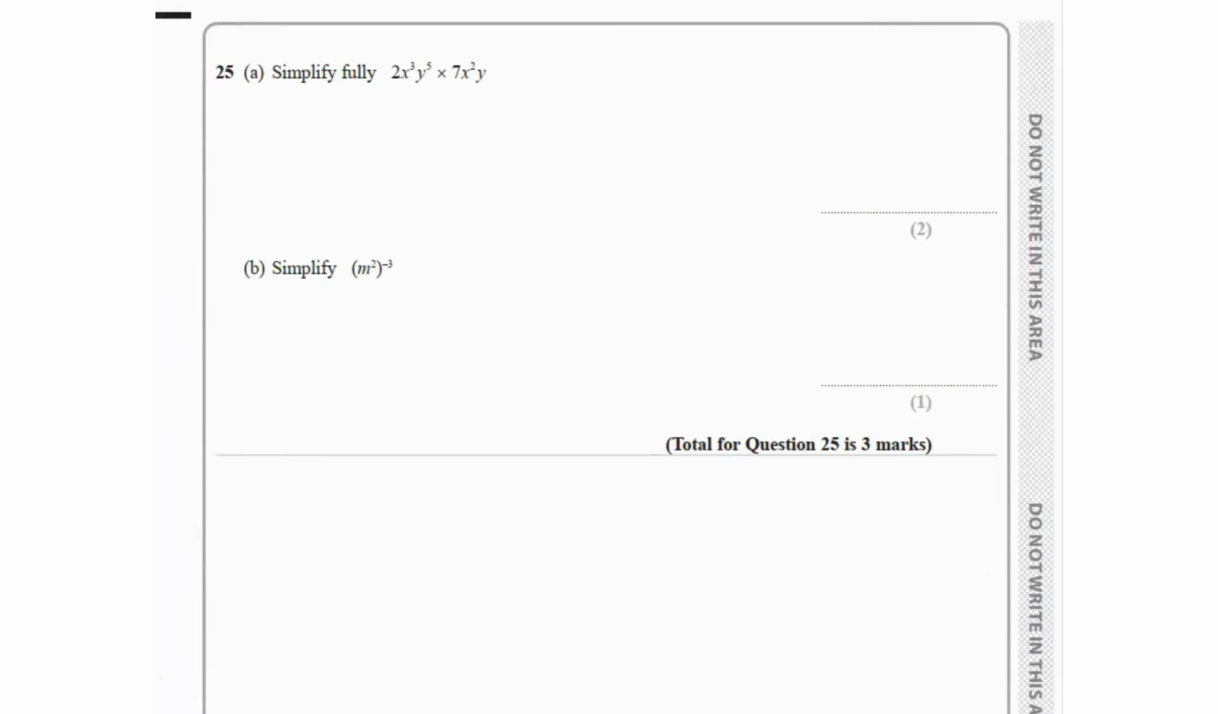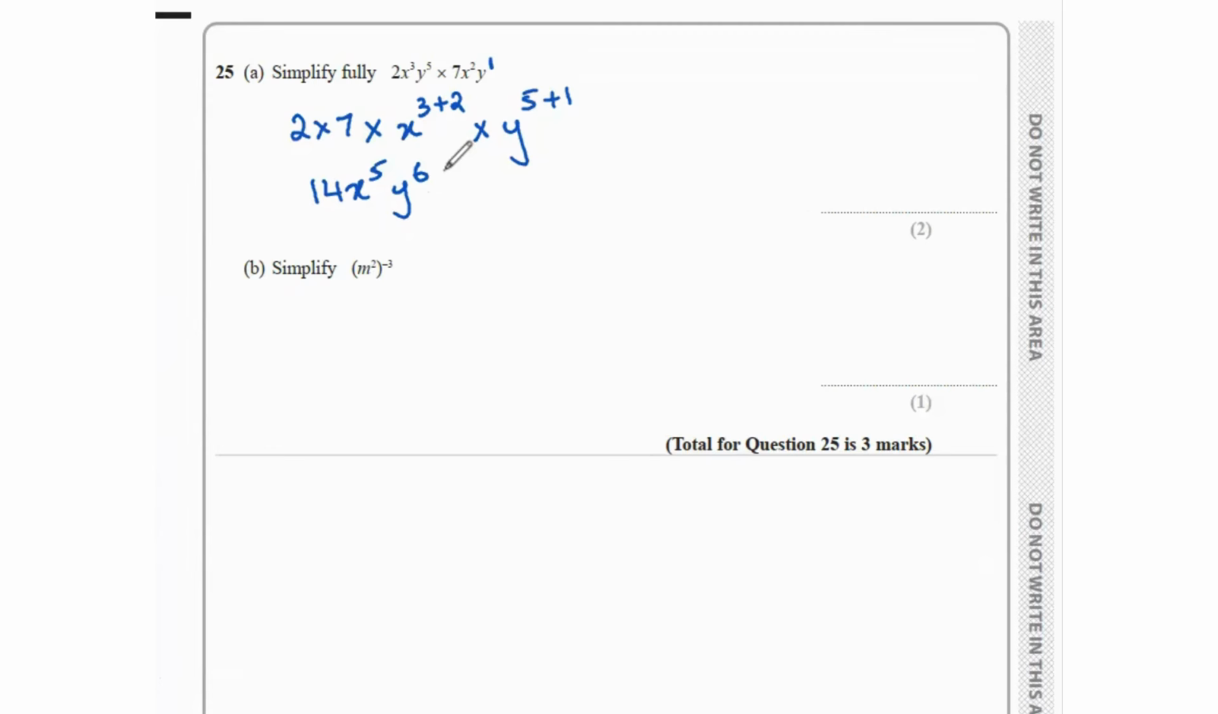Then simplify fully 2x cubed times y to the power of 5 times 7x squared y. So you multiply 2 with 7, and then for x, similar powers are being multiplied, so we add the powers. So 3 plus 2 in the power, and then same for y, we add the powers. If the power isn't written, it's always 1, hence 5 plus 1. So that's 14 x to the power of 5 times y to the power of 6. That is your answer.